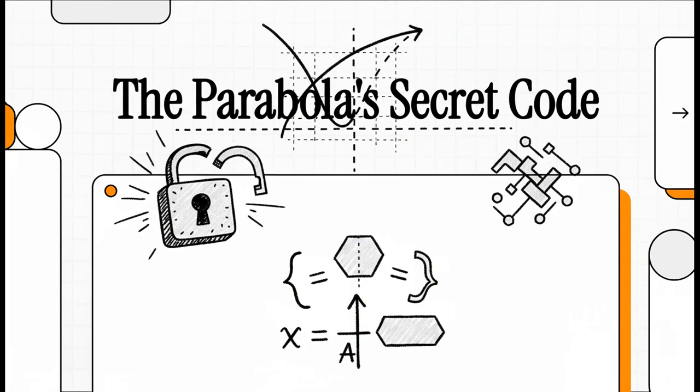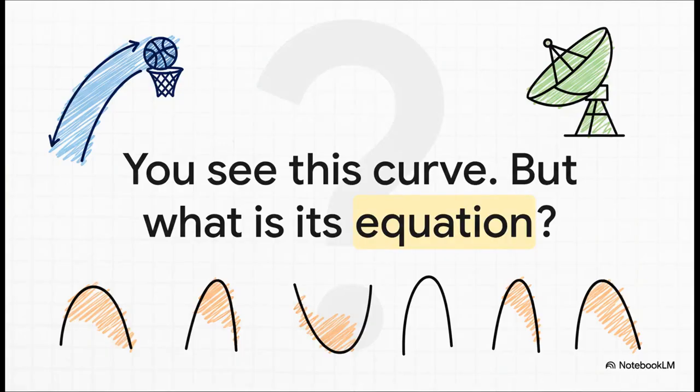Welcome to the Explainer. Today we are going to crack a secret code, one that's hidden in plain sight. It's the mathematical language behind one of the most common shapes you see in the world, the parabola. So you see this curve, right? It's a parabola. And you've seen them literally everywhere, from the path of a basketball shot to the shape of a satellite dish. But how do we actually tell its story using math? How do we find its unique equation?